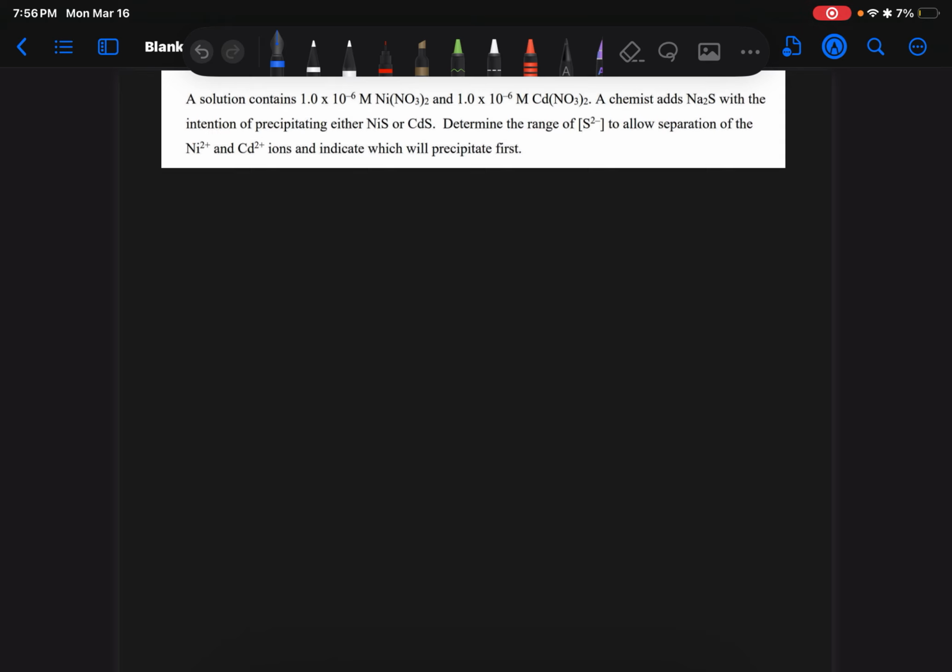Well, I need to get my periodic table. Why did I close it? I literally had it open. 102 data sheet.